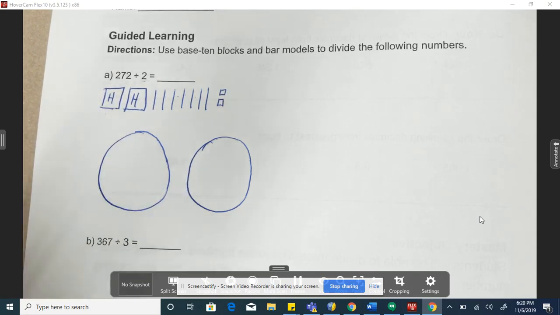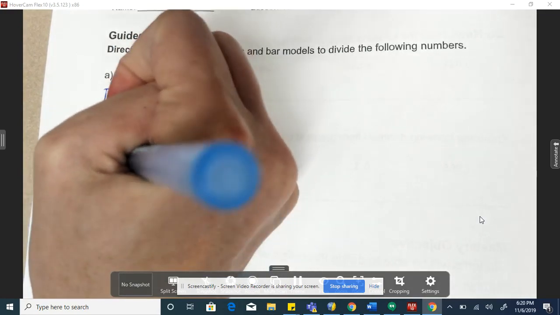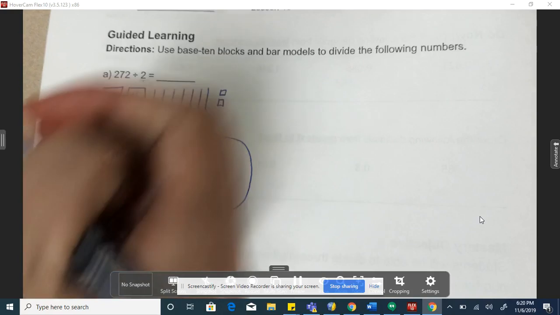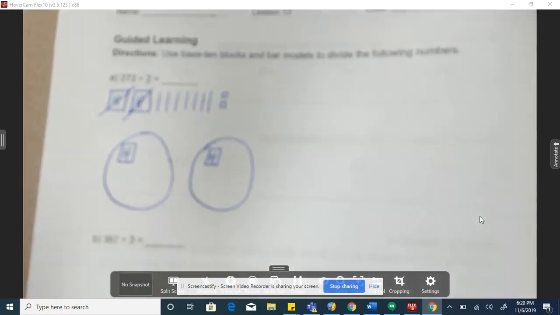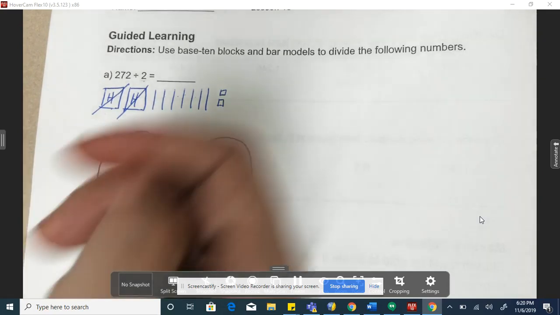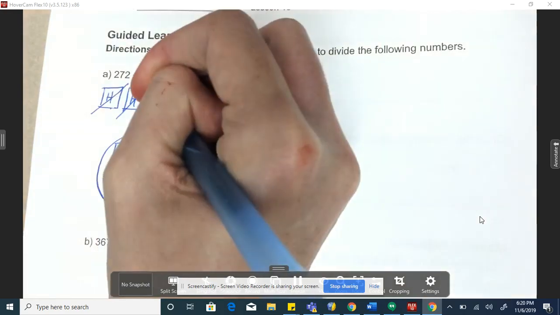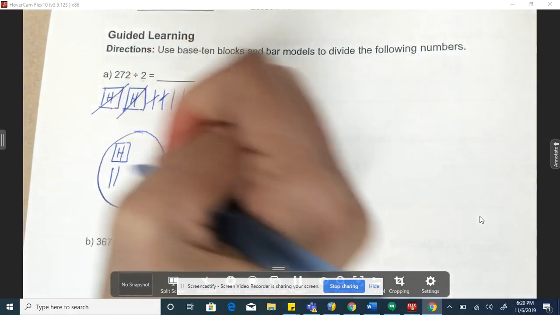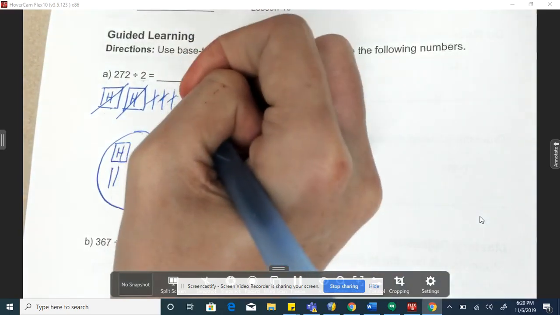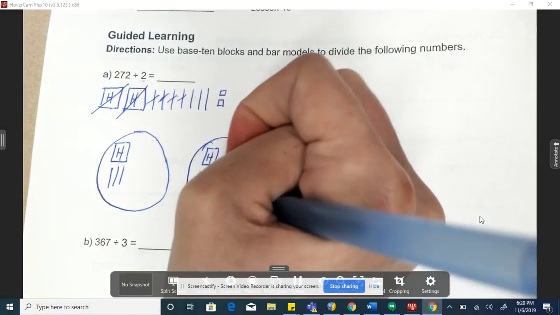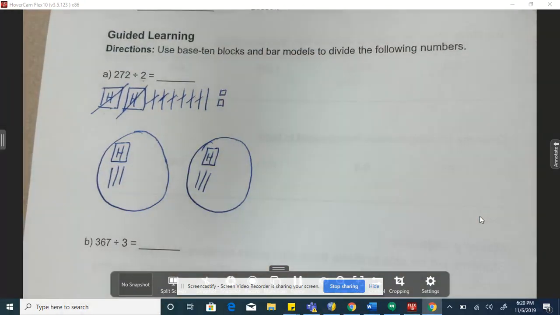So I know that I can put 100 in my first group, and the second 100 in my second group. I'm going to cross out the hundreds that I've used. Now I'm going to move on to tens. So I see that I have 7 tens, so I know that I can put 1 ten here, 1 ten here, and I'm going to cross out 2 of the tens that I've used. I'm going to put another 10 in the first group, another 10 in the second group, and cross out 2 more tens. I'm going to put a third 10 in each of the groups and cross off 2 more tens.